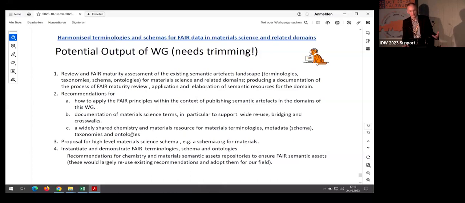So this is again making recommendations, not making a new resource in terms of also point 4 of instantiation, but again, what are the existing resources that we would recommend for usage? One point on that I think will also be very important is to come up at least with some recommendations on a high-level material science schema.